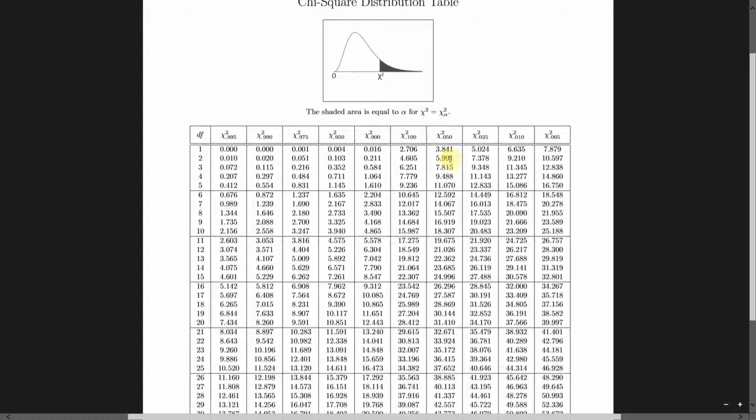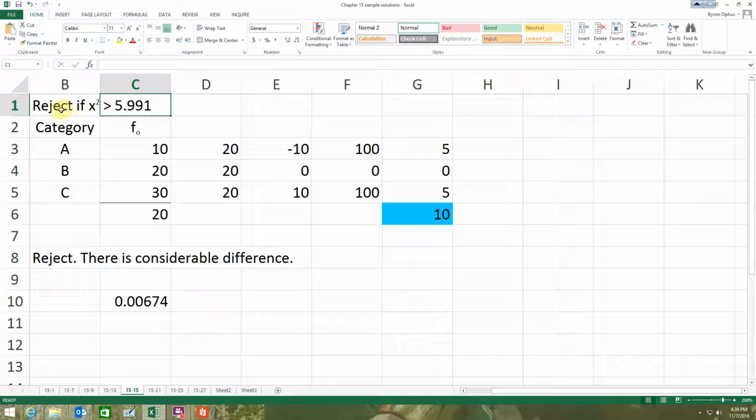Okay, and so 5.991 is our critical value, right? So I'm going to reject chi-squared if my value is greater than 5.991. So how do I calculate that value? Well, the formula is one of those nice looking oddball formulas. It's right there on page 545, in the peach colored rectangle. It says the chi-square test statistic, chi-squared, is equal to the sum of, in parentheses, f sub 0 minus f sub e, squared, divided by f sub e.